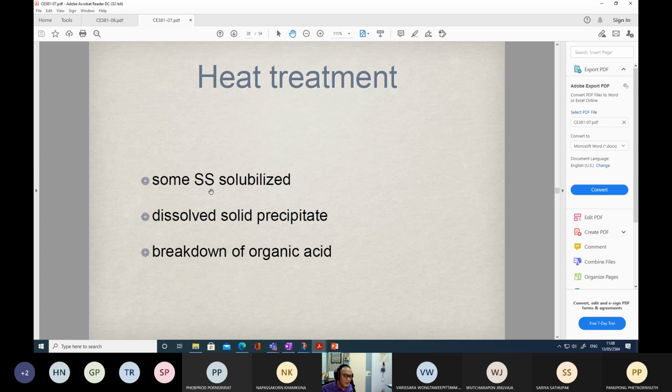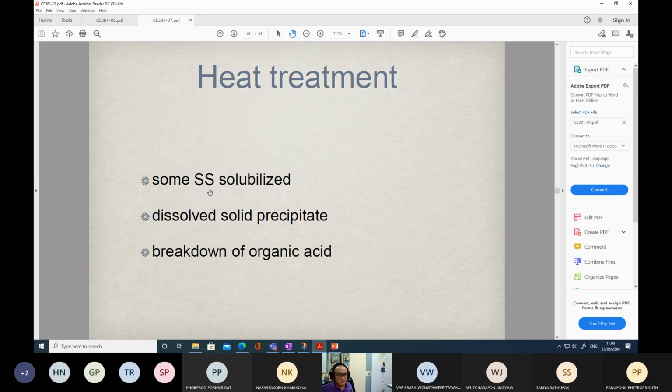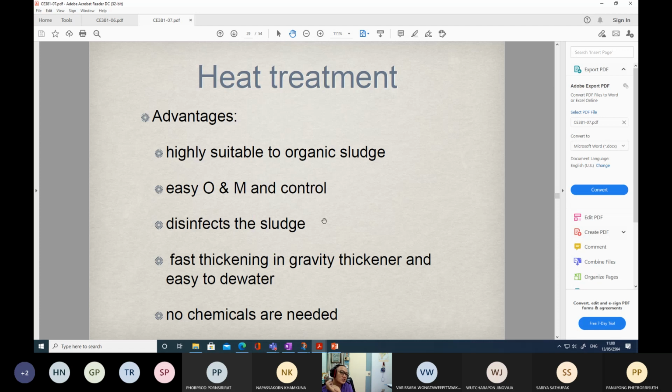Under these conditions, some of the suspended solids will be solubilized. The dissolved solids can precipitate. The organic acids will be broken down after we apply the heat. The advantage of this heat treatment is that it's highly suitable for organic sludge. So for the sludge from the wastewater treatment plant, probably we can use this one.